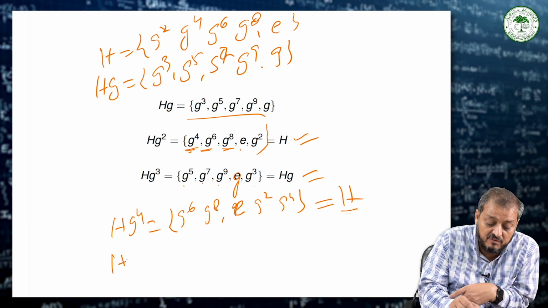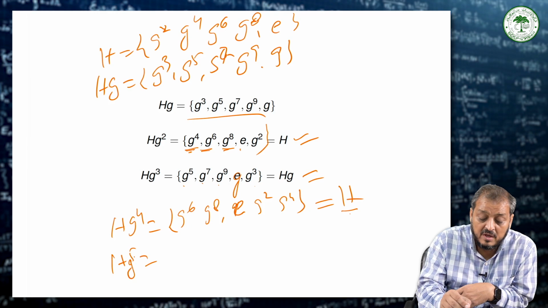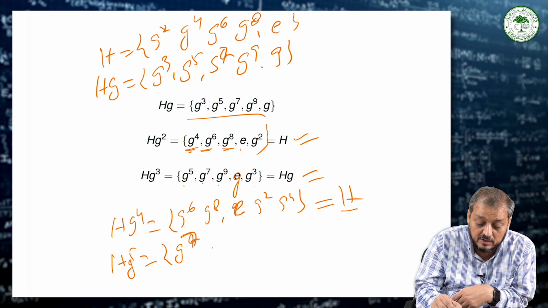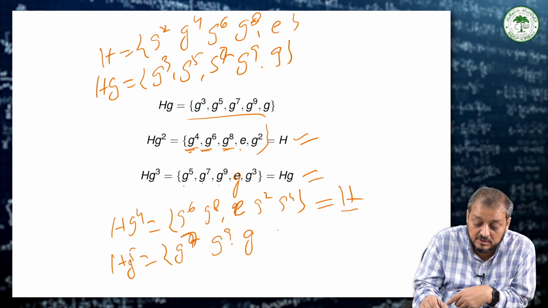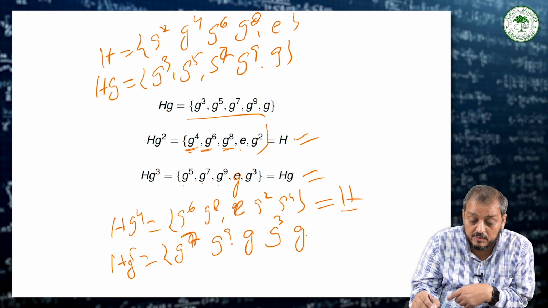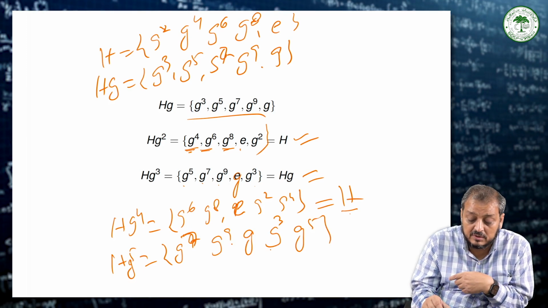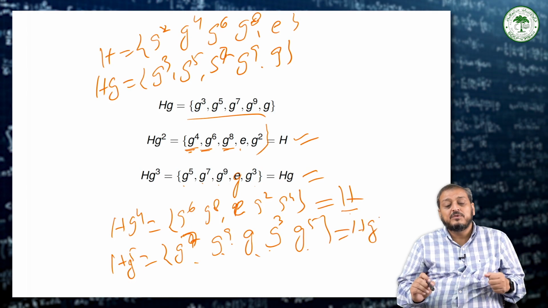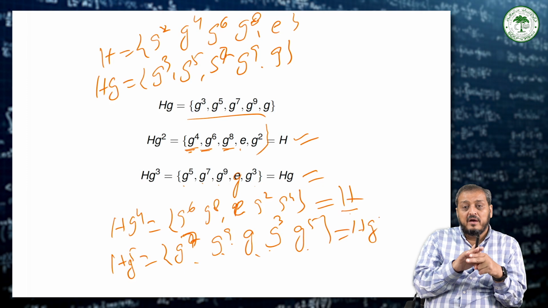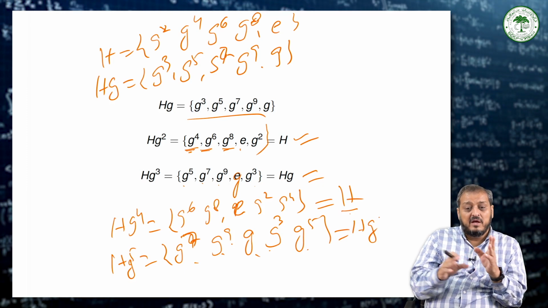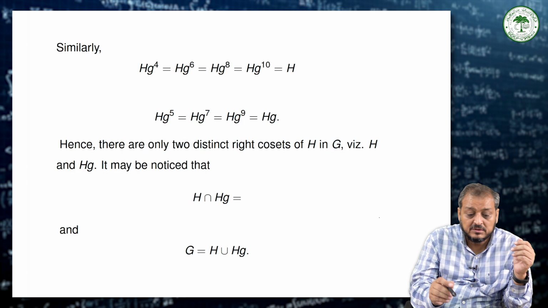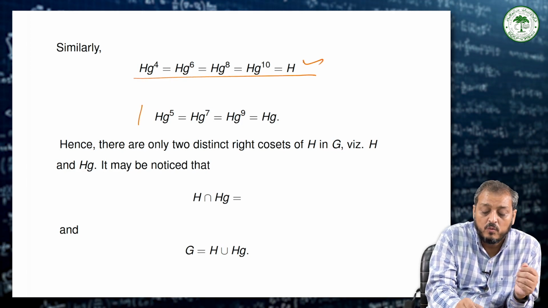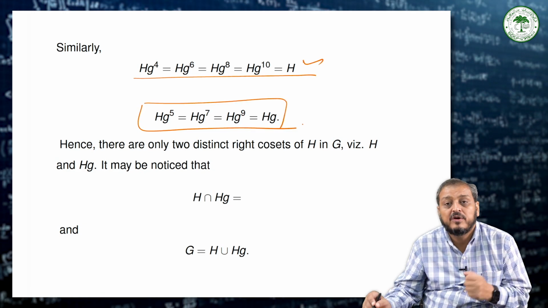When we take H of g to the power 5, in this form, if you take g to the power 7 and g to the power 9, you have g to the power 3 and g to the power 5. So g to the power 3, 5, 7, 9 and g, then again you have Hg. So we have only two types of right cosets, either H or Hg. Similarly, for Hg to the power 4, Hg to the power 6, even powers, we get H. Whenever g has an odd power, we get Hg.